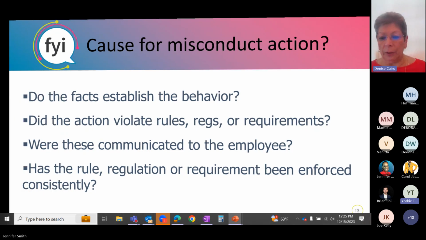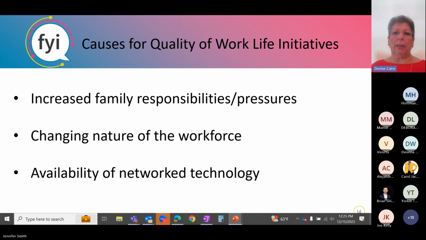Okay, let's go to the next slide and talk about something that's very important to many of us in our lives. And that is quality of work life initiatives. And a lot of these have really come to the forefront with the pandemic. But why is quality of work life becoming so important? It's because many of us have increased responsibilities and pressures.